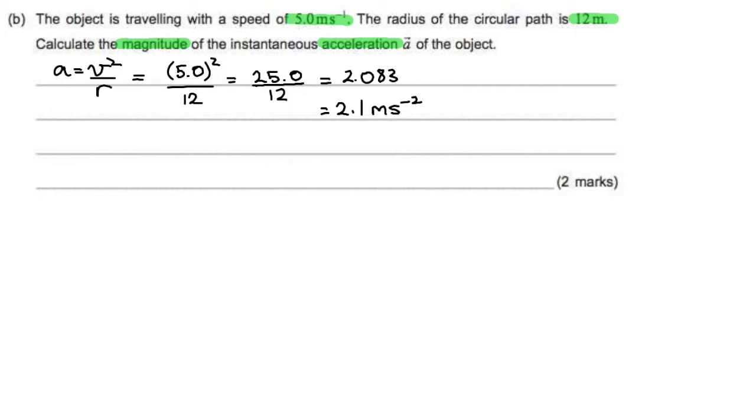Now you notice that my answer is 2.083. Given that both of our numbers, 5.0 and 12, have only 2 degrees of accuracy, I have rounded off my answer to 2.1. I've made sure that I've included the appropriate units at the end, which, being acceleration, is going to be meters per second per second.